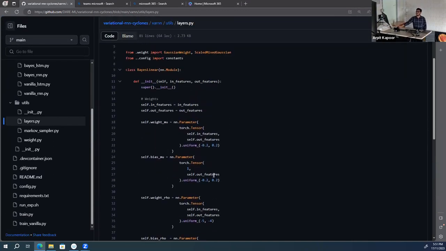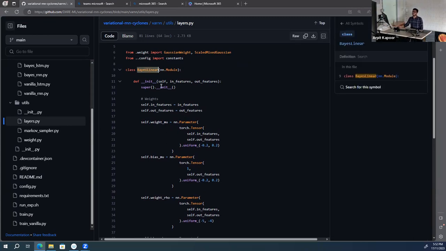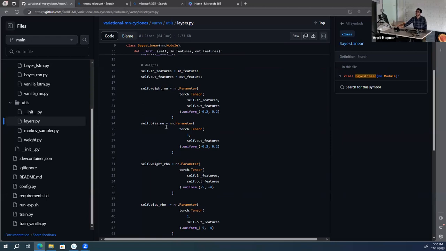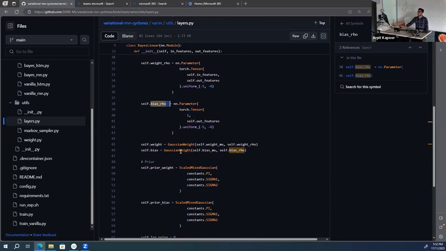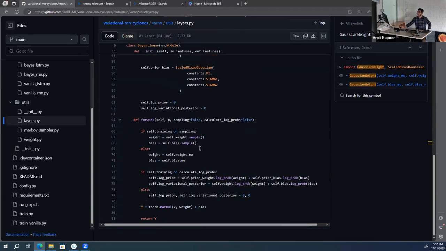Right, so for that we have created our own different layer, a linear layer, which is the Bayesian linear layer. What you'll see over here is that instead of having the weights and the biases directly, we parameterize this with the mean for the weights and the bias and the rho value for the weights and bias. So instead of storing just the weights and bias, we have two parameters that represent the distribution of these weights. And we have created this Gaussian weights class, which does this sampling for us. So at each forward pass, we sample from these weights and we compute this log prior and log variational posterior, as I showed in the slides.